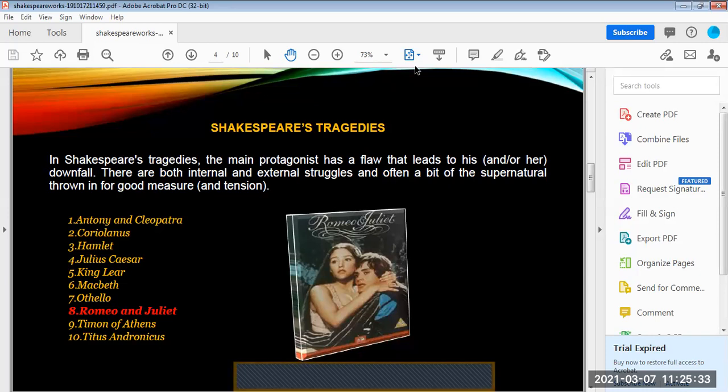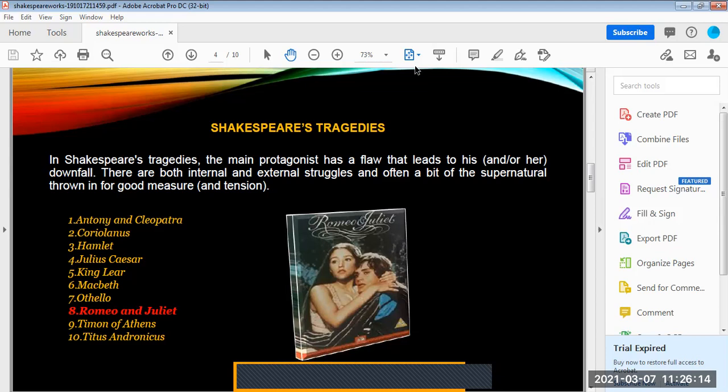There are both internal and external struggles. Inside this character, there might be an internal struggle between two opposite forces, either good or bad, and so on. And often a bit of the supernatural is thrown in for good measure and tension. In some of the plays, there is a kind of supernatural conflict between human and supernatural aspects, like Macbeth, for example. Now, here we have a list of the major tragic plays written by William Shakespeare.